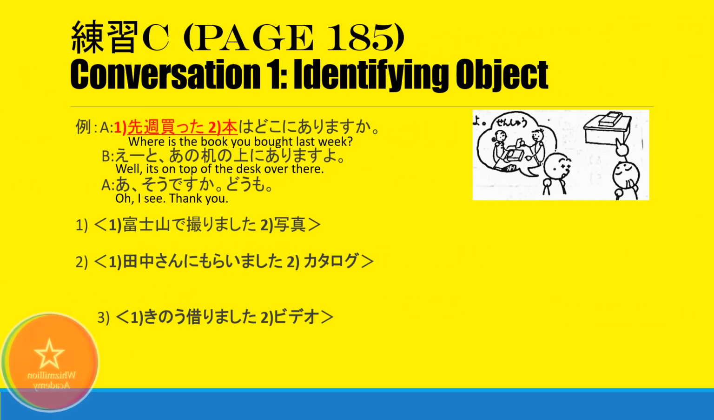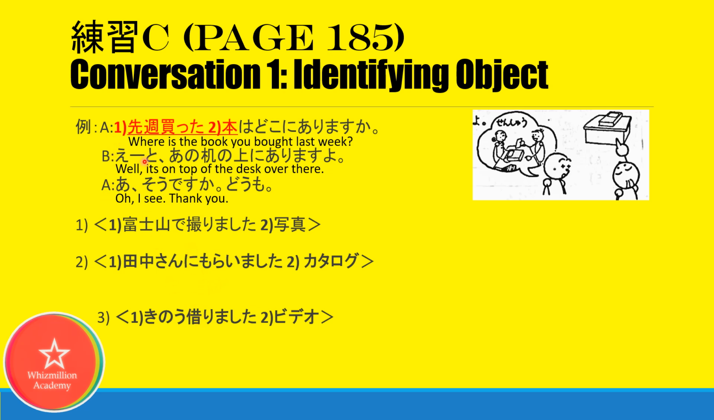Well, we've come to Renshuu C, page 185. In here, we learned that we can use modified noun to identify objects, the location of certain objects. The words that are highlighted in red color and underlined here will be replaced by question 1 or 2 or 3. So I will read the conversation and then followed by the answers for question 1, 2, and 3. Okay, A and B.